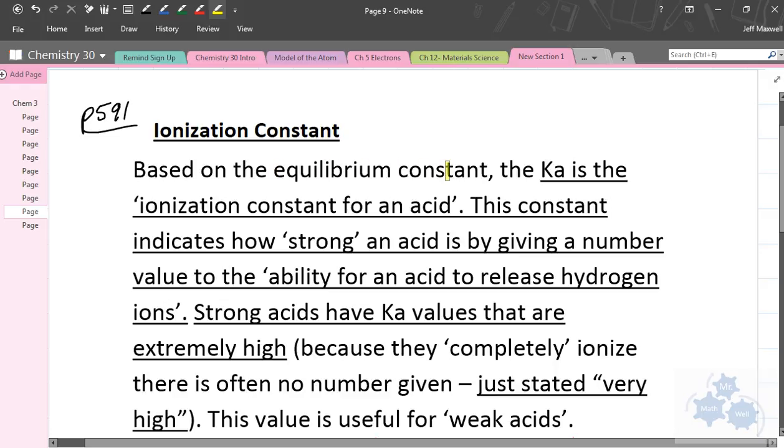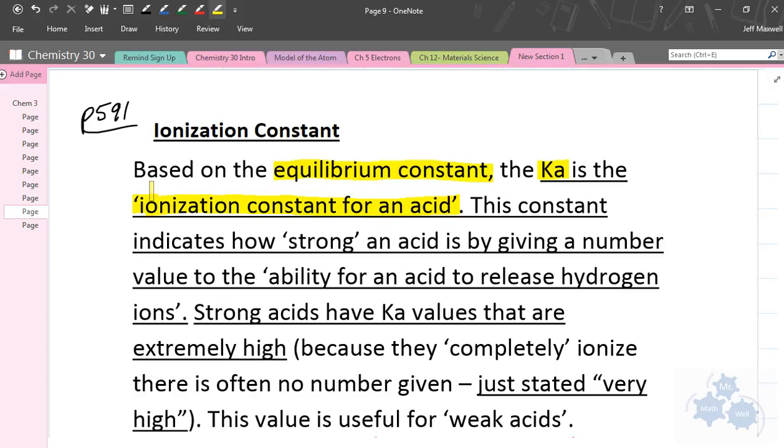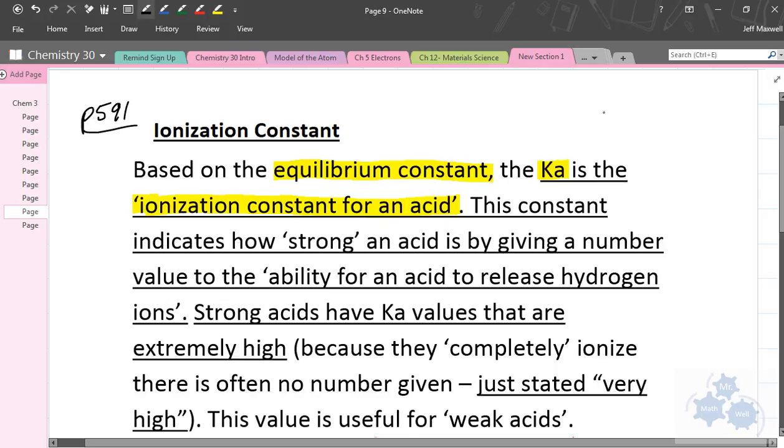So if we go through these notes here, based on the equilibrium constant, and that's where it all starts, it's kind of where the Ksp starts as well. The Ka, and this is the new symbol for the constant, Ka, it's the ionization constant for an acid. Now, what is ionization? Ionization is when something ionizes or turns into ions. And so for acids, you know that acids, like let's say HCl is a very common one, right? It's going to dissociate into H plus Cl minus.